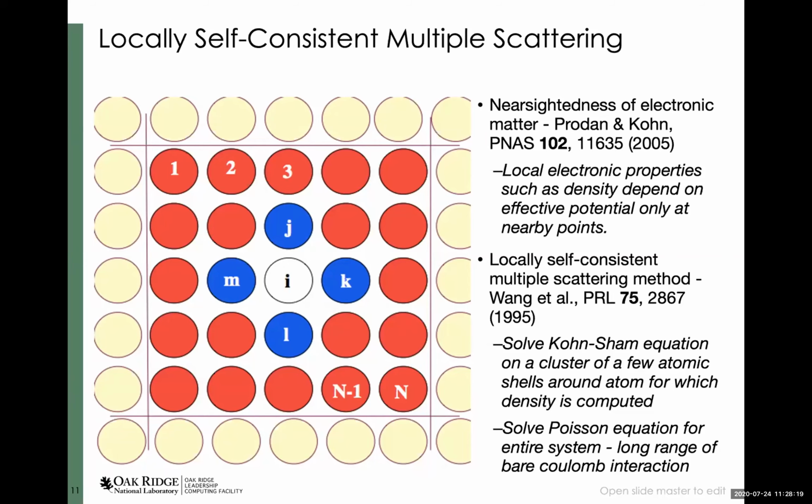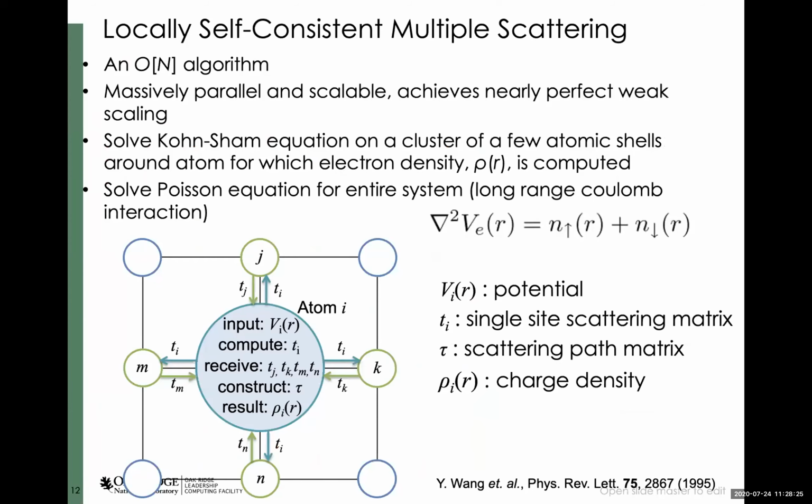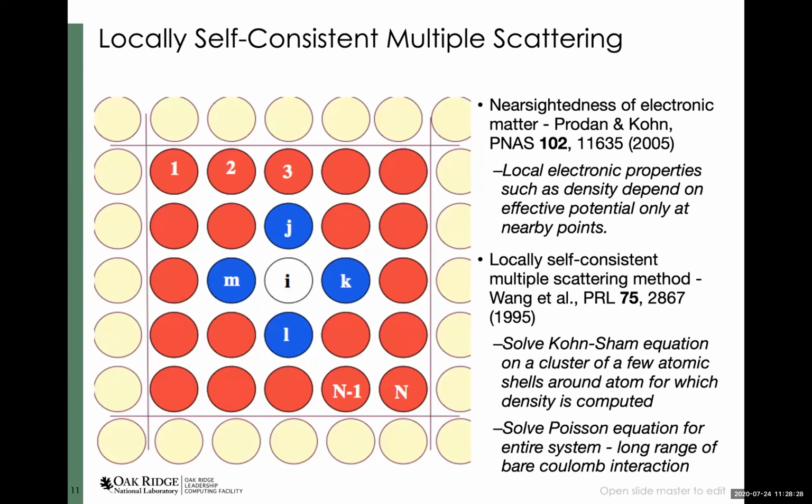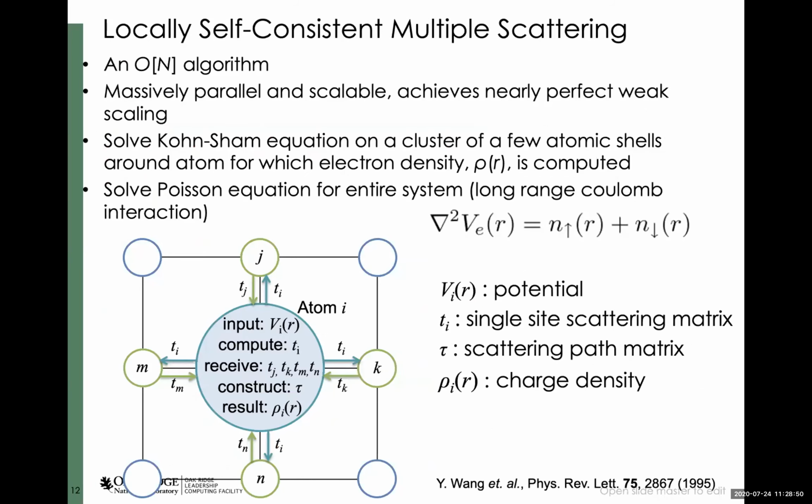We are using this LSMS method. What we are doing there is, instead of allowing the electron to scatter as far away as it wants, we are restricting the radius of how far an electron is allowed to scatter before it needs to return to where it originated. And this now, instead of scaling cubically with the number of atoms in the system, only scales linearly.